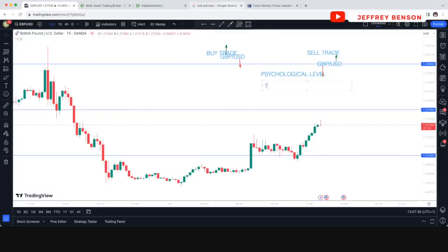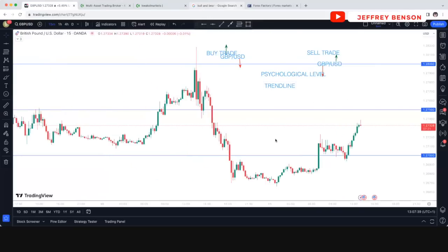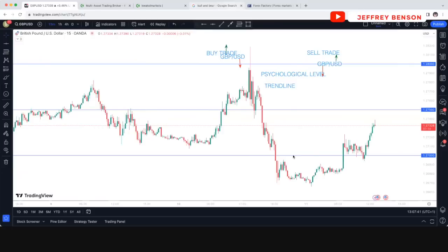Trend line is the next one. This is also what we call support and resistance, like the psychological level. Support is like the floor, and resistance is the ceiling. If you jump up, the ceiling will bring you down again. That's how we look at it. As this price jumped up, the ceiling brought it down, so this is resistance, or the ceiling.